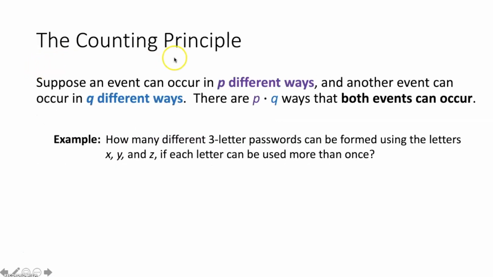Next, let's talk about the counting principle. So this says, suppose an event can occur in P different ways, and another event can occur in Q different ways. There are P times Q ways that both events can occur. So what does this mean? Well, let's take a look at an example down here.